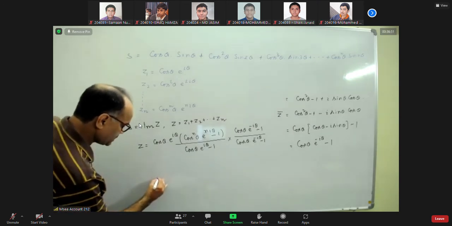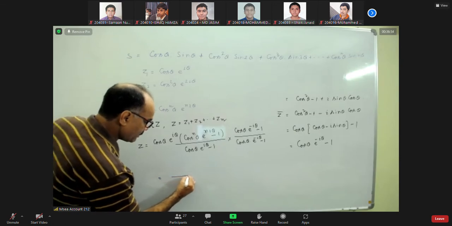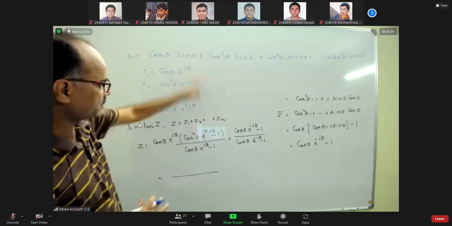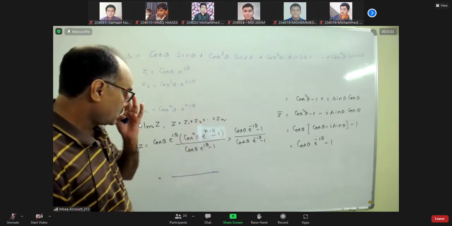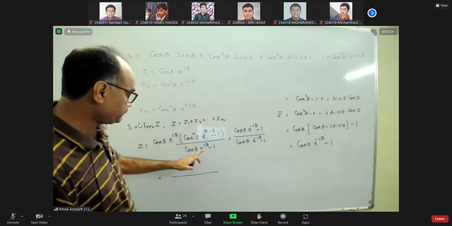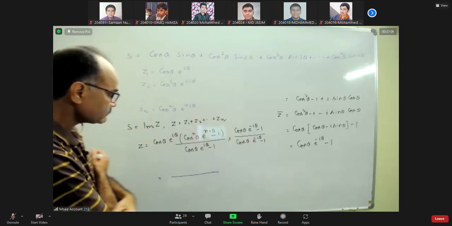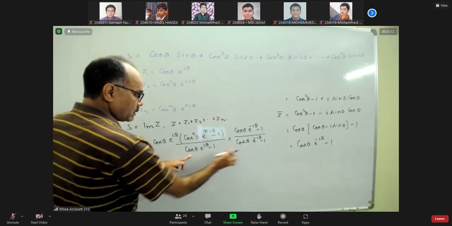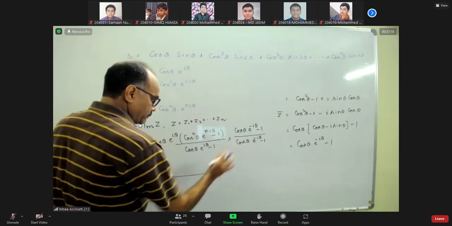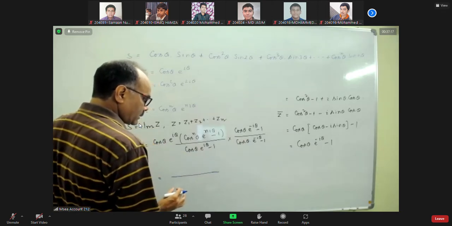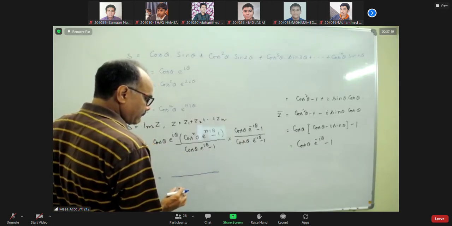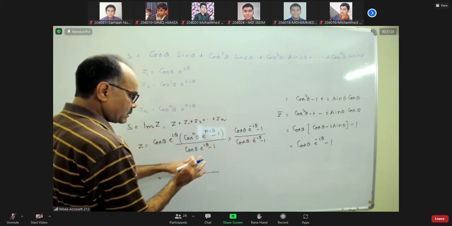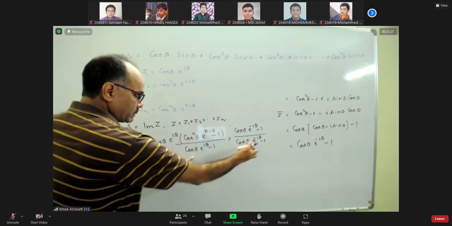Okay. Now just we'll separate real and imaginary part. Simplification I will leave it. I wrote this question just to tell you that everywhere formula doesn't work. This into this. Cos square theta plus 1 minus 2 cos square theta. This will be how much?